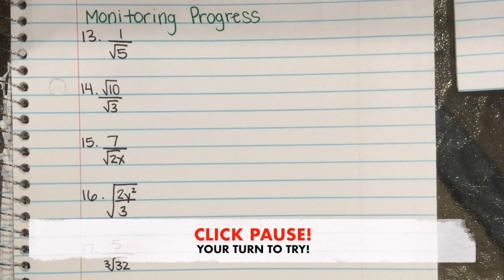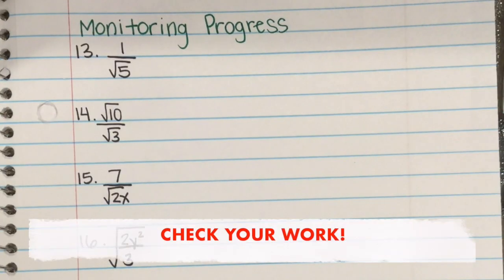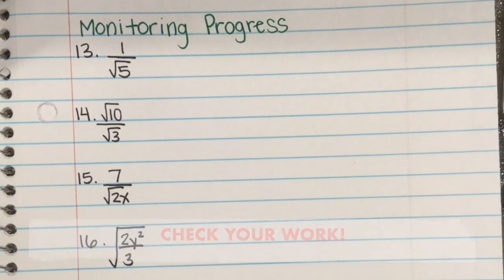All right, here are 5 problems for you to try on your own. They are the monitoring progress problems 13 through 17. So go ahead and pause this video, give them a try, and then I will walk you guys through the answers. All right, in number 13, I have 1 divided by the square root of 5.